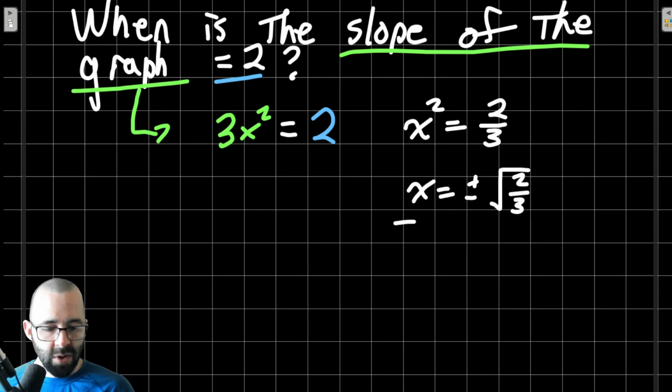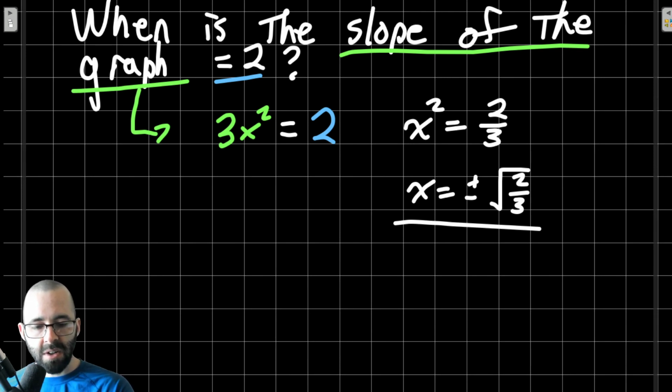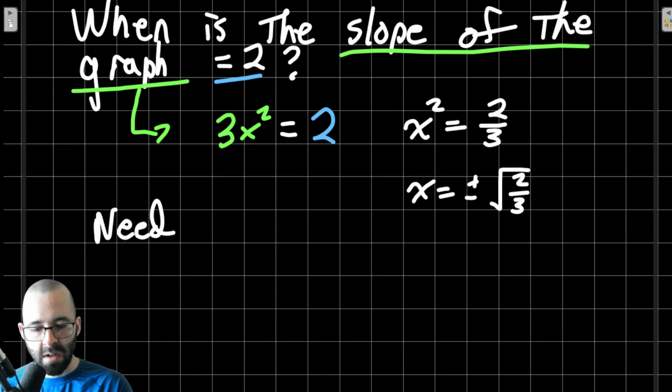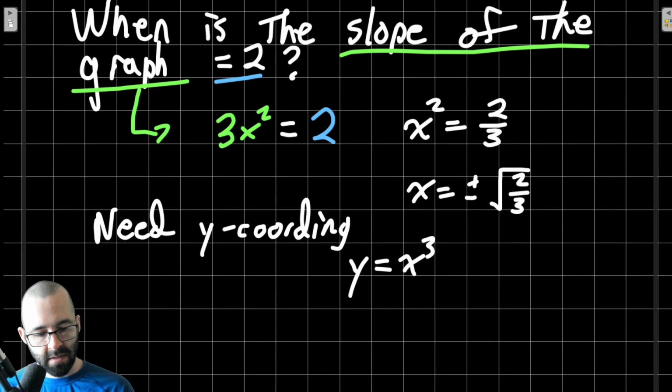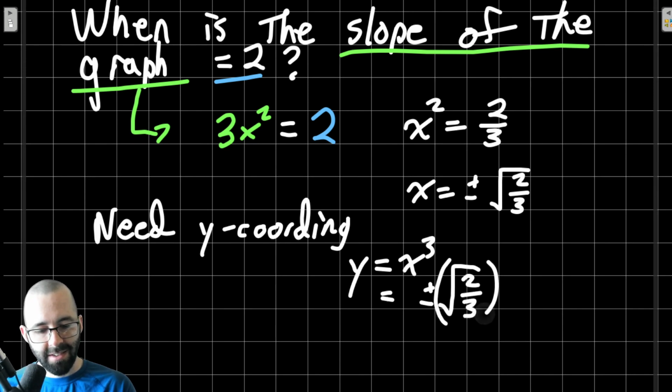And so it's going to be the x coordinate. So to find the y coordinate, you just plug it into the original function. At this point, we need the y coordinate. Well, y is equal to x cubed. So it's going to equal plus or minus square root of 2/3 cubed, which is kind of a messy number. I'm not going to make you rationalize the denominator though. But one way you could simplify this is plus or minus square root of 8/27.